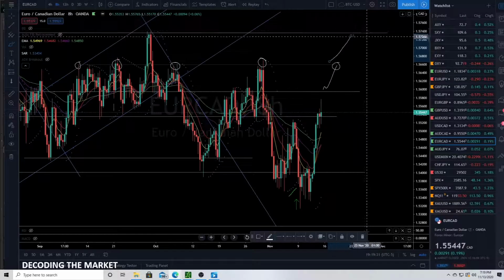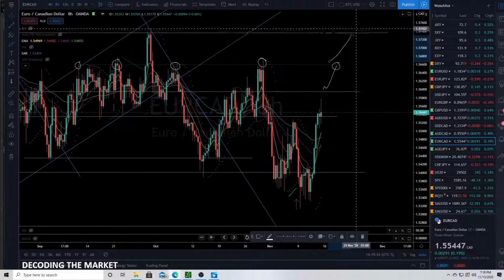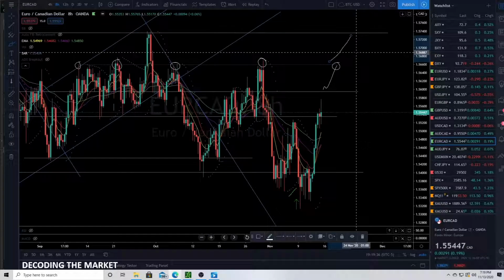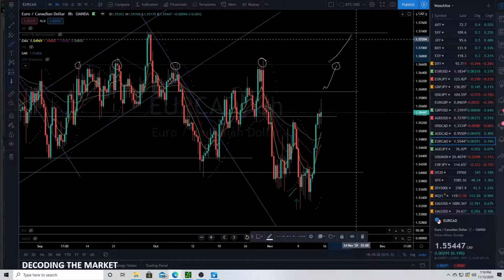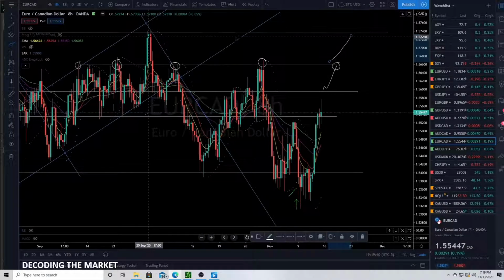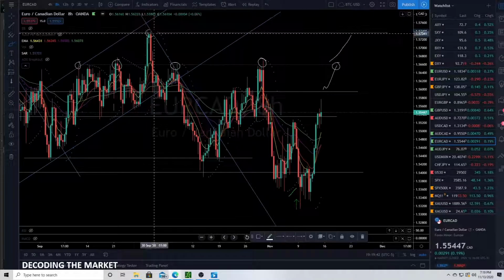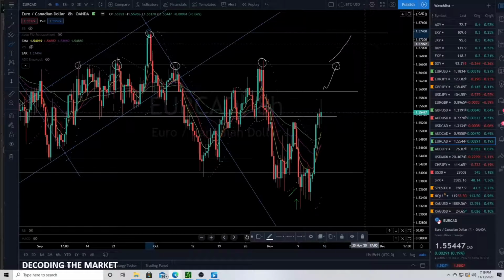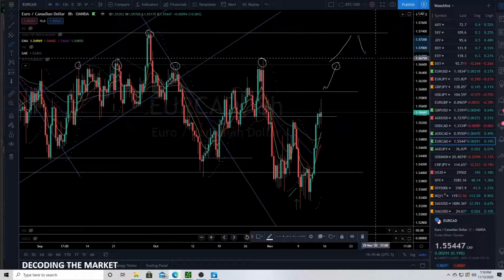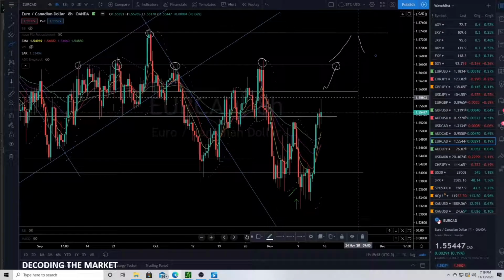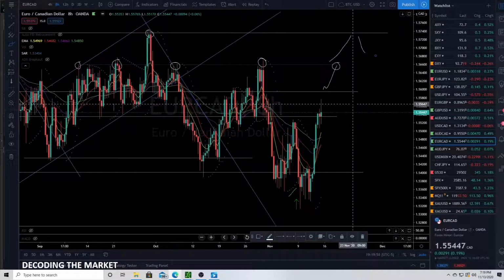And right here again, I don't recommend you hold your trade, just take your profit, because this is a price that may have a strong resistance and the price may go down.